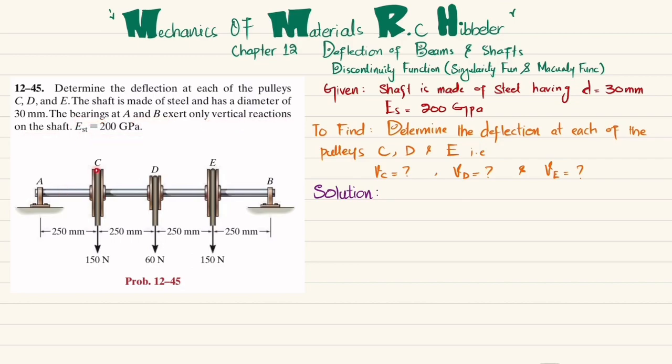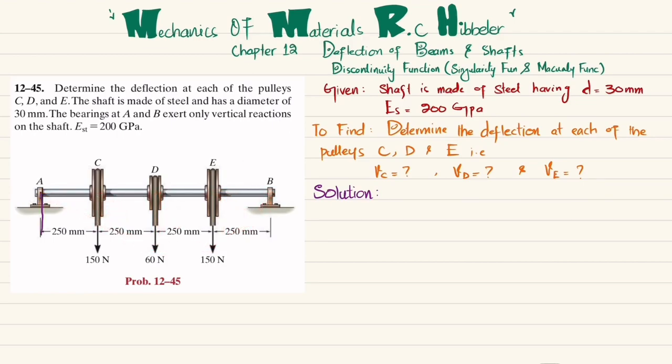So you can see this is the shaft where pulley C, D, and E exert force of 150 Newton, 60 Newton, and 150 Newton respectively. And this is the bearing at point A and B, which exert only vertical reaction force. So you have to determine, due to this loading, it will deflect like this. So you have to find deflection of C, deflection of D, and deflection of this E. So let's start with the solution.